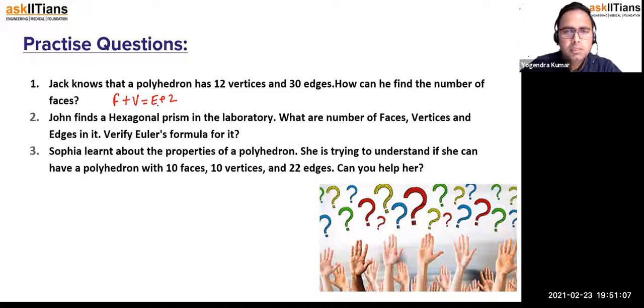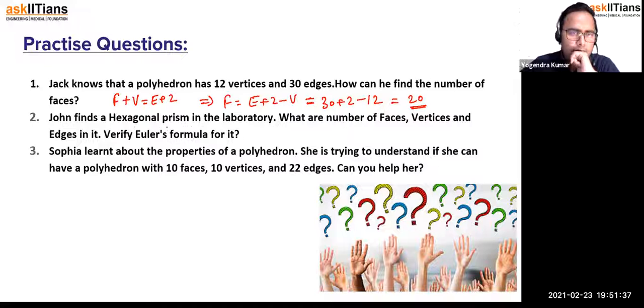How many edges? 30. Can we say here F, if we take V to that side, is E plus 2 minus V? So faces we need to find out, right? So E is 30, plus 2, minus V which is 12, right? 12 vertices. So how much are we getting here? 20. So the number of faces is 20, right? This is what we need to give as the answer, right? You got it, I think.